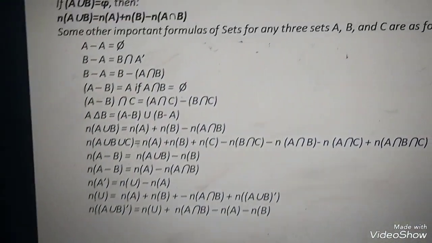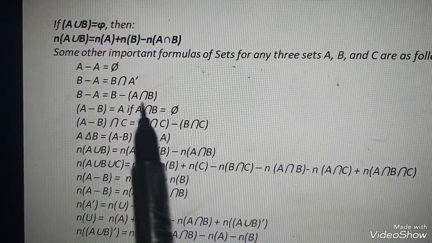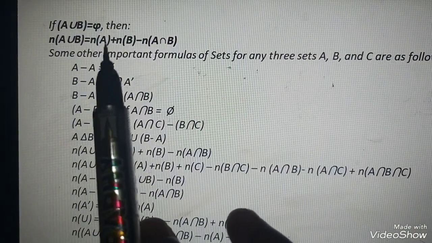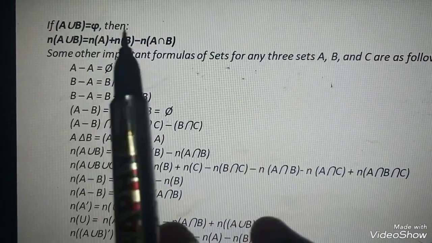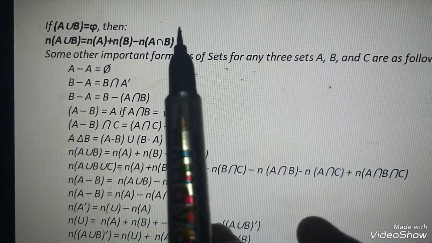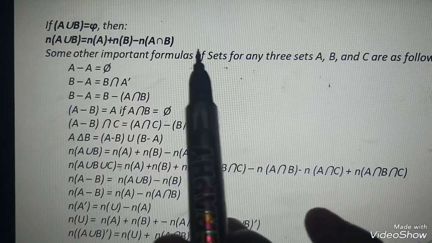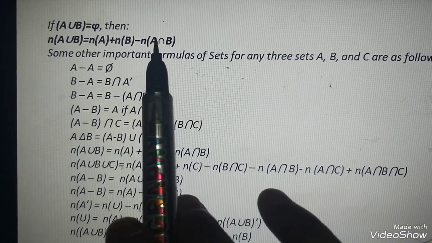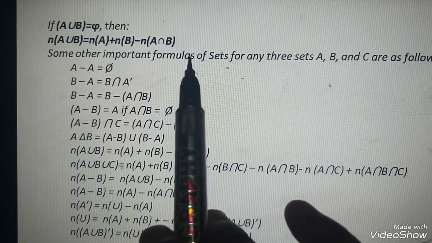Next one, in the sets topic only. If A intersection B is not empty, then n of A union B is equal to, what is the formula? n of A plus n of B minus n of A intersection B. So this one is extended as minus n of A intersection B.